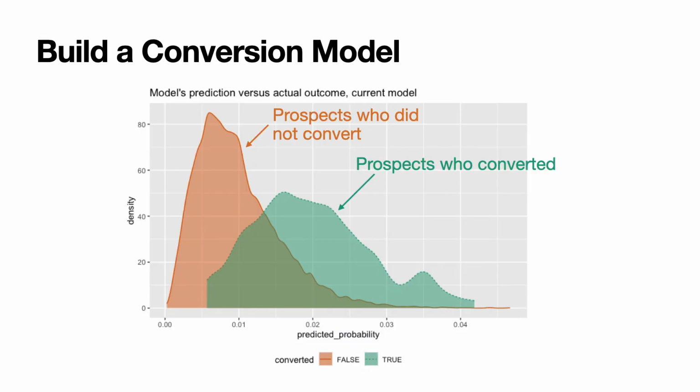The green distribution shows the scores of prospects who converted, while the orange shows the scores of prospects who did not convert. As desired, prospects who convert tend to score higher than prospects who do not, although there is still substantial overlap. In order to use this model on future prospects, you also need to pick a threshold.